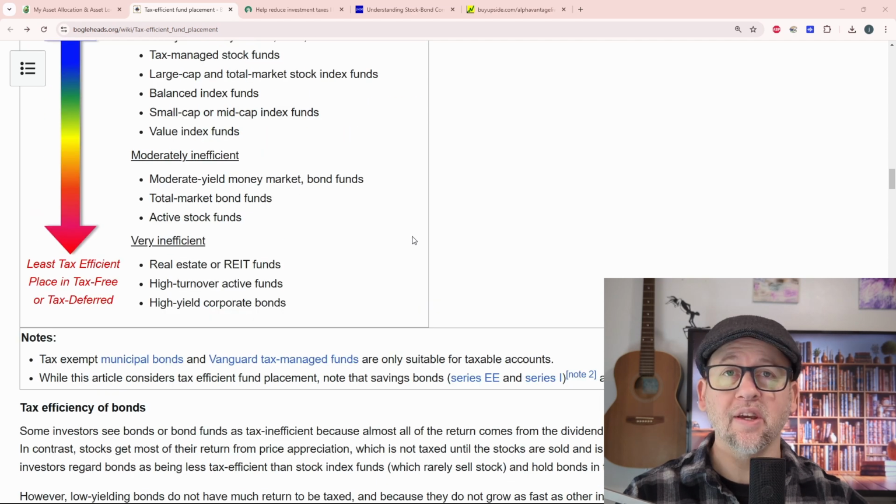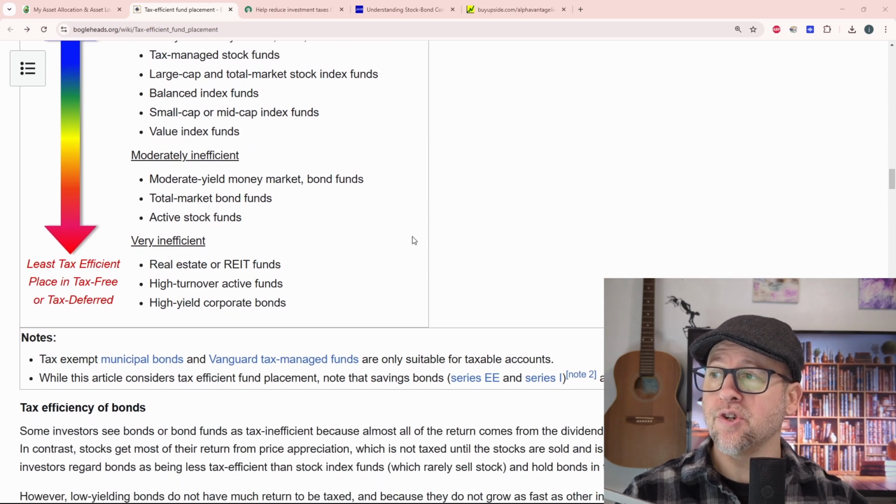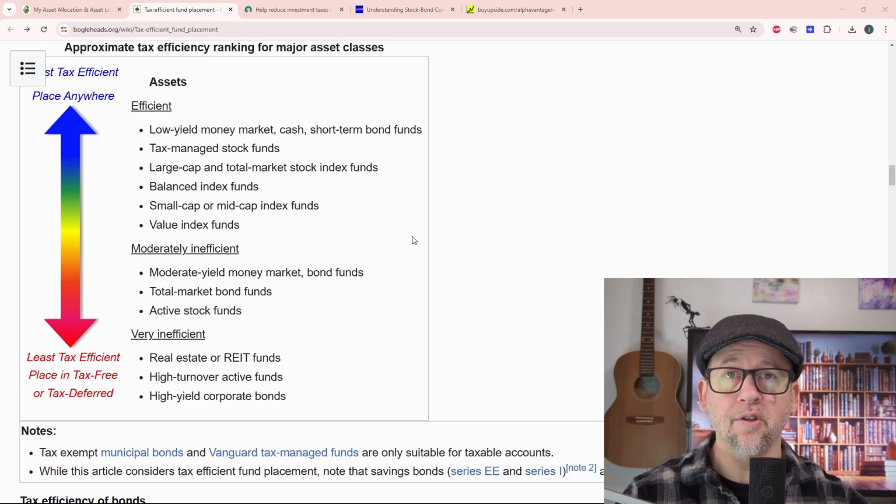Okay. Moderately inefficient are moderate yield money market bond funds, total market bond funds, and active stock funds. Very inefficient are real estate and REIT funds, high turnover active funds, and high yield corporate bonds. So these are where you want to place those in a more tax efficient, tax deferred asset location.